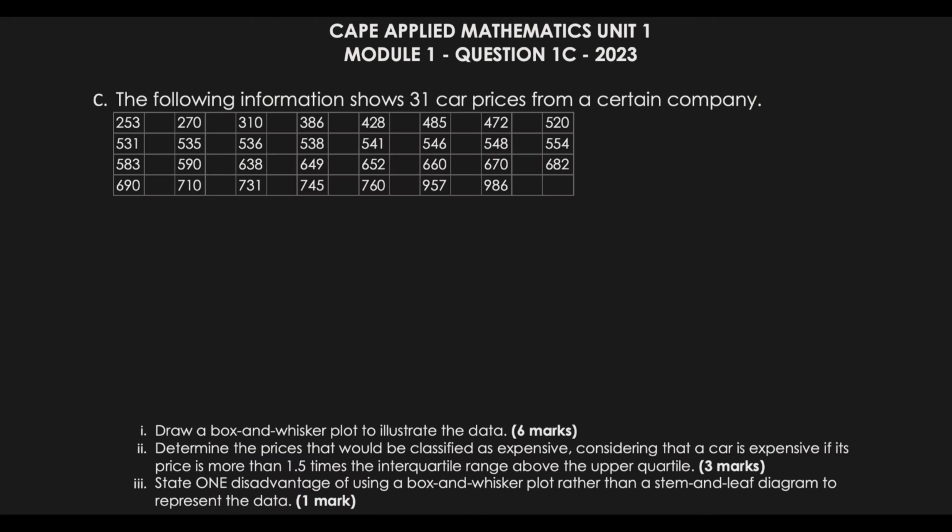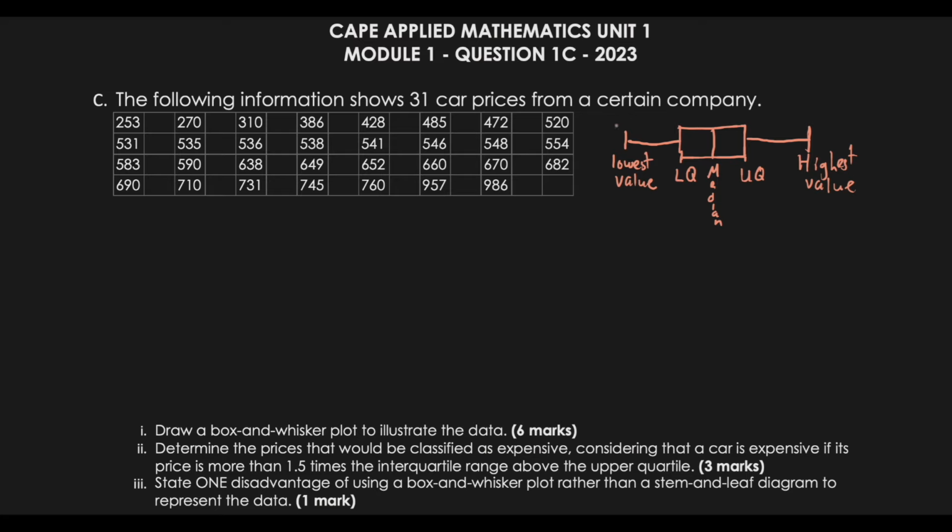So it says the following information shows 31 car prices for a certain company. Now we have all these values here, and the first thing we need to do is draw a box and whisker plot to illustrate the data. Now a box and whisker plot, we have on that a few key elements. We have the lowest value, the highest value, here would give us the lower quartile, here would give us the upper quartile, and the most important one is the median.